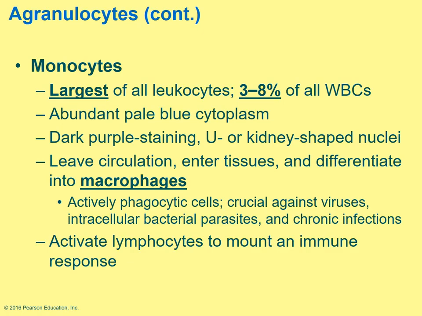And then your monocytes, these are the largest of the leukocytes, about 3 to 8% of all the white blood cells. They tend to kind of have either a kidney or a U-shaped nucleus. They will actually leave circulation when they enter the tissues. They differentiate and become macrophages, which are highly phagocytic. They play a large role in helping to protect you against viral infections, bacterial infections, chronic infections. And they're going to play a role in helping to stimulate the lymphocytes that we previously talked about. They play a role with your whole immune system.